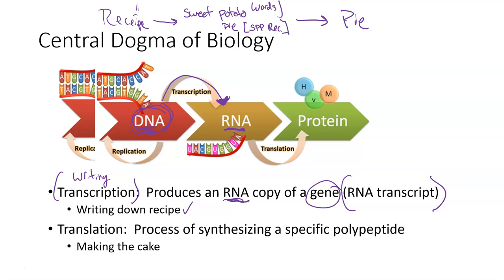And the pie is going to be a product, right? It's going to be an actual item that we made. A pie is much different than words. That's exactly what's happening in translation. So translation, or as we go from RNA to the protein, that is called translation. That's where we make our actual polypeptide. That's where we make our product. So the same way we were able to take our recipe and then make a pie, that's what we're doing here down in translation.